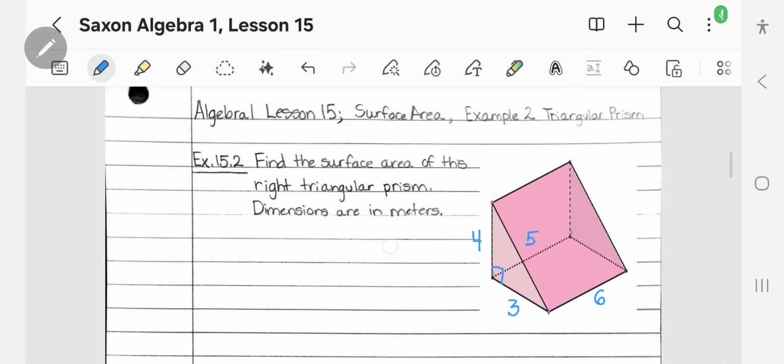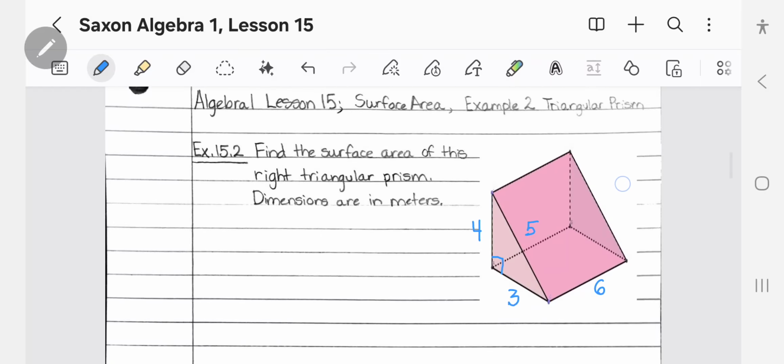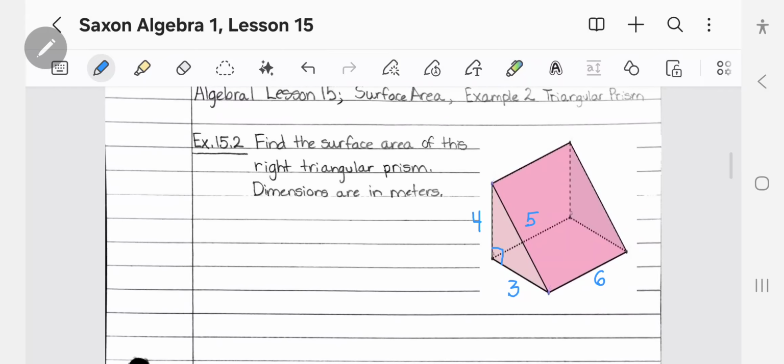This is Algebra 1, Lesson 15, Surface Area. Example 2, the triangular prism. Example 15.2 says, find the surface area of this right triangular prism. The dimensions are in meters, so this is a pretty large triangular prism.